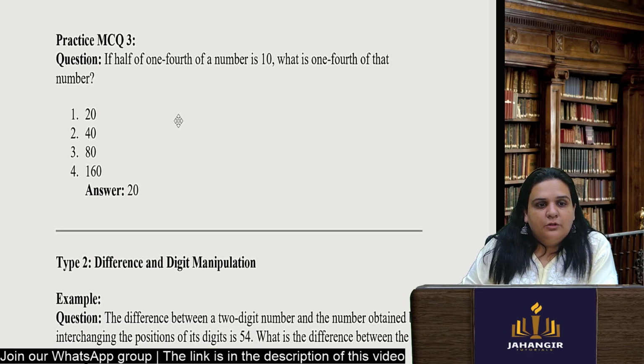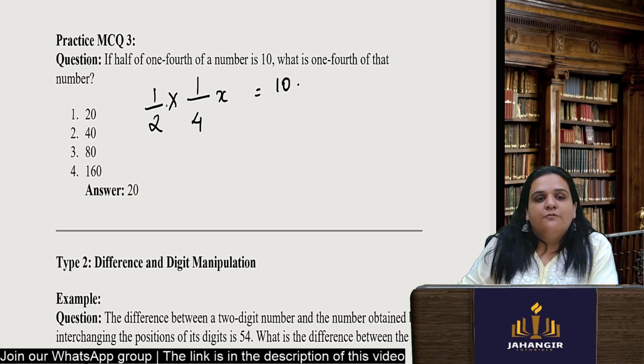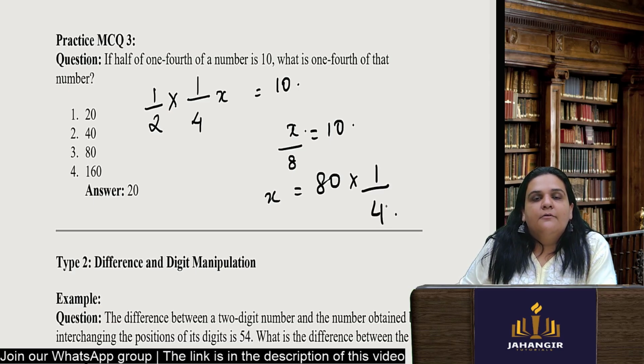If 1/4 of a number is 10, if half of 1/4 of a number is 10, then what is 1/4 of that number? So I will say x upon 4 2s are 8. So x is equal to 80. What is 1/4 of that number? 4 1s are 4, 20s are. Answer is 20.